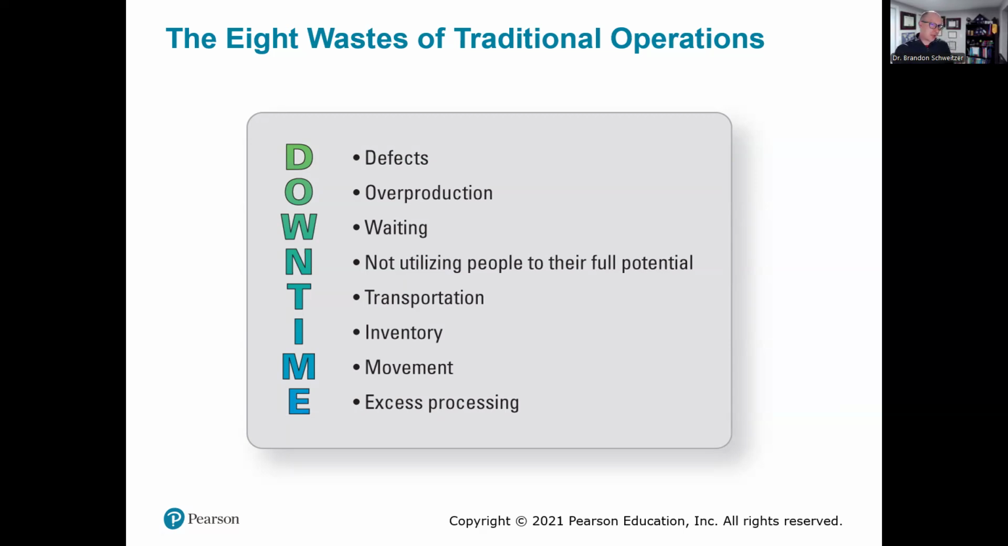Here's what downtime stands for. The D is for defects. O is overproduction. W is waiting. N is not utilizing people to their full potential. T is for transportation. I is for inventory. M is for movement. And E is for excess processing.